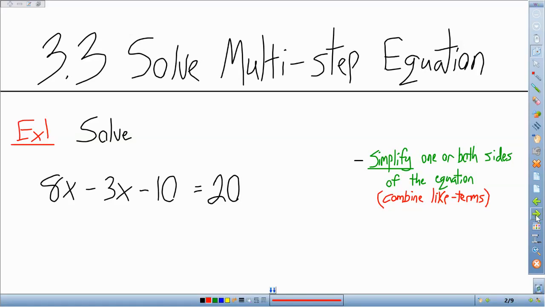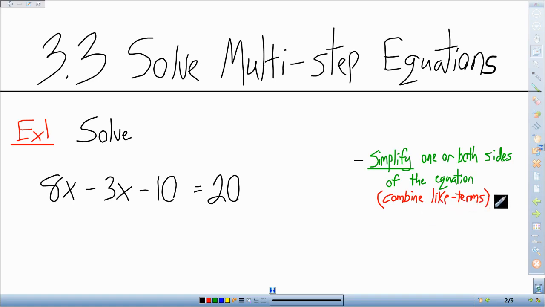What's up, everybody? So we're looking at 3.3 today, solve multi-step equations. All right, so we're still continuing our lesson on equations. We're just adding more and more steps, and I guess I should add a little less equations.